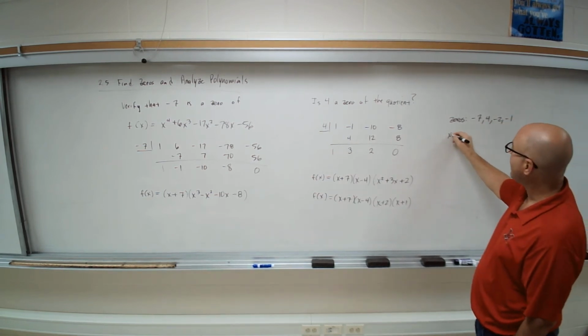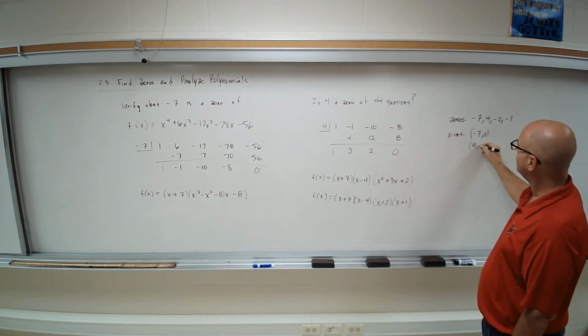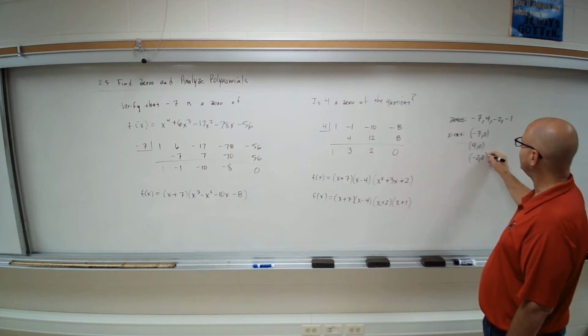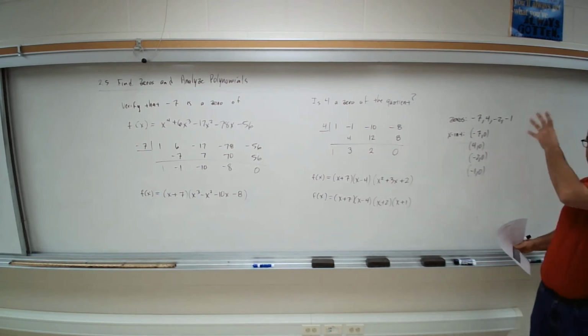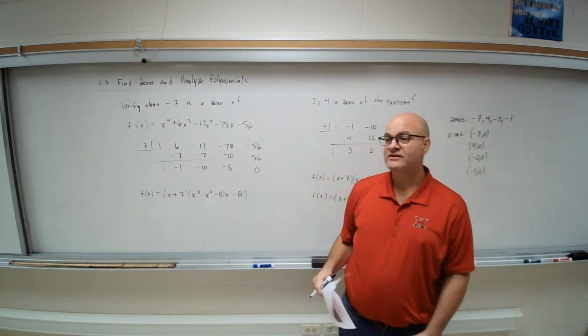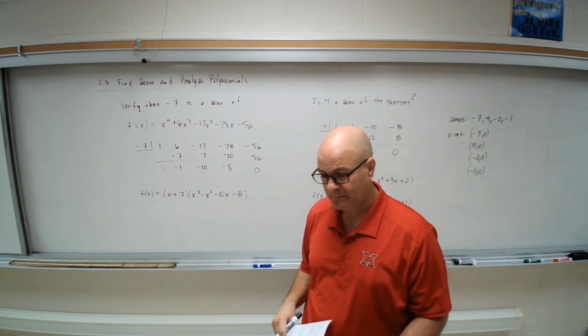Or if we used our graph, our x-intercepts would be at (-7, 0), (4, 0), (-2, 0), (-1, 0). Right? And with these, with our initial information, we could sketch that, right? We could sketch this fourth degree polynomial without too much trouble.